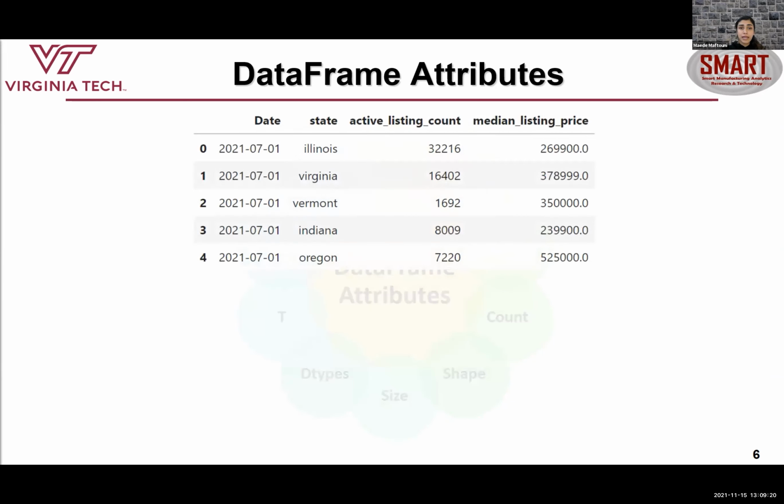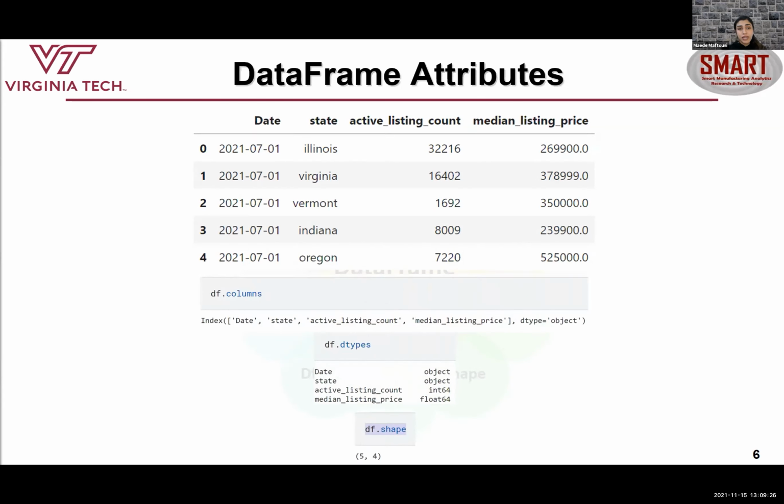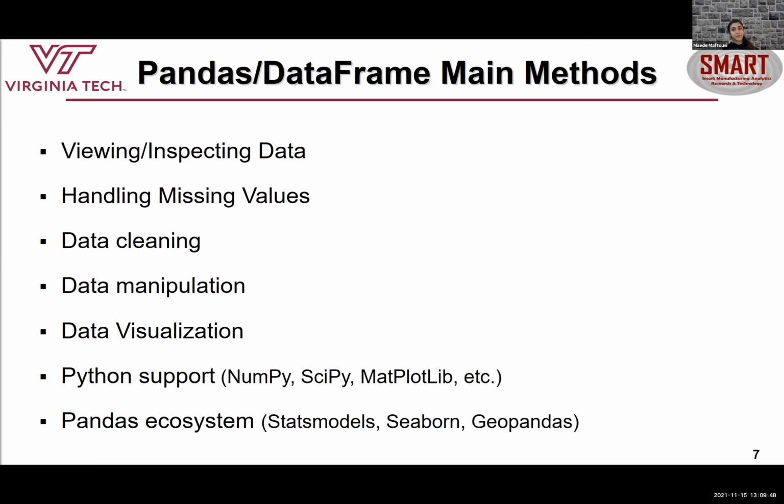Let's say this is the DataFrame that we have with 5 rows and these columns. You can use dot columns, dot dtypes, or dot shape like this to fetch these attributes. And instead of transforming the variables or data, they are used to give you more information about what is already inside the data.